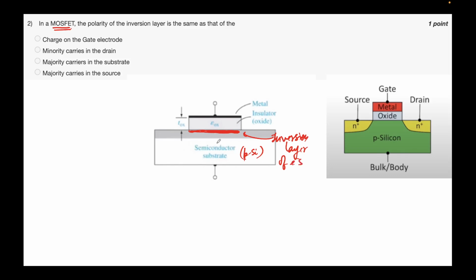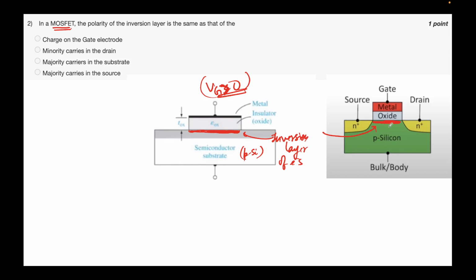Depleted means holes are pushed away, and if you keep on applying a more positive potential, holes will get repelled away and the electrons will be collected over here. Because the substrate is p-type and this layer is rich in electrons, we have an inversion. So for a p-type substrate, or in this case bulk or body, we have an inversion layer of electrons. The same thing will happen here, an inversion layer of electrons over here as well.